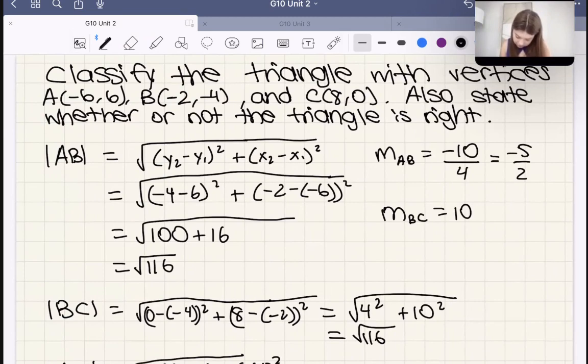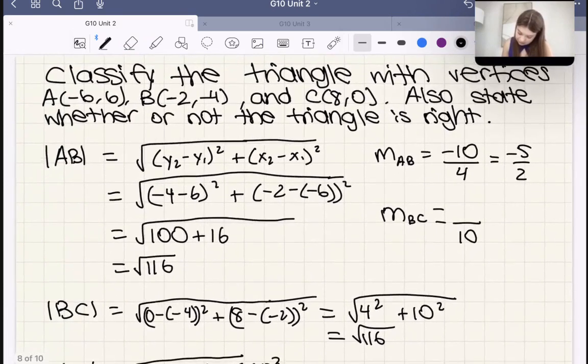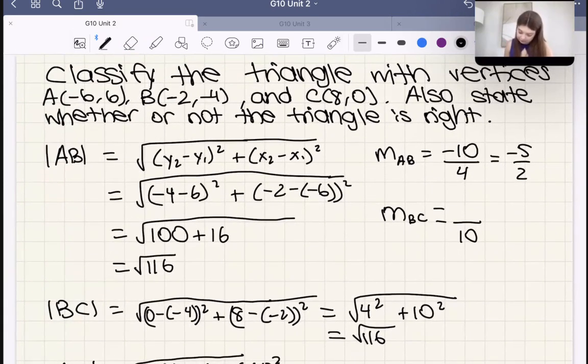Let's see, 8 minus negative 2 would be 10. Oh no, sorry, that's x. I'm just realizing. So it's 10 down here. And then 0 minus negative 4 would be positive 4. And that's equal to 2/5. Okay, so it is 2/5.